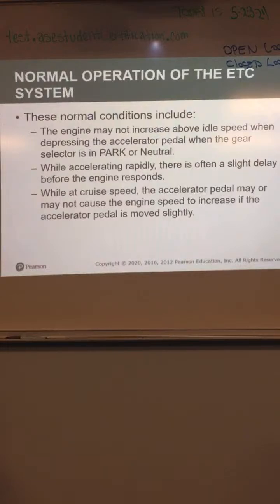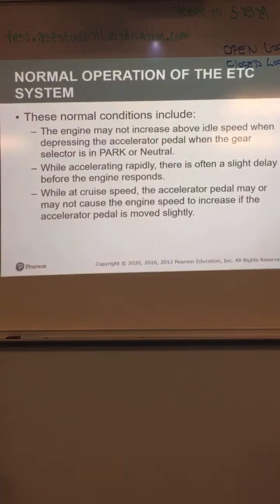Normal operation. These normal conditions include the engine may not increase above idle speed when depressing the accelerator pedal when the gear selector is in park or neutral. It won't let you over rev the engine. If it's in park or neutral, you can put your foot all the way to the floor and it will not over rev the engine. Usually won't let it go above maybe 2,500.